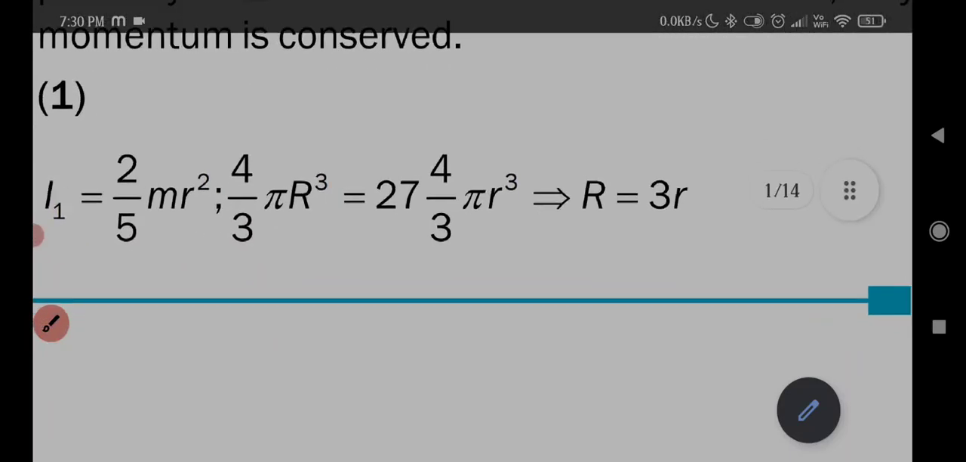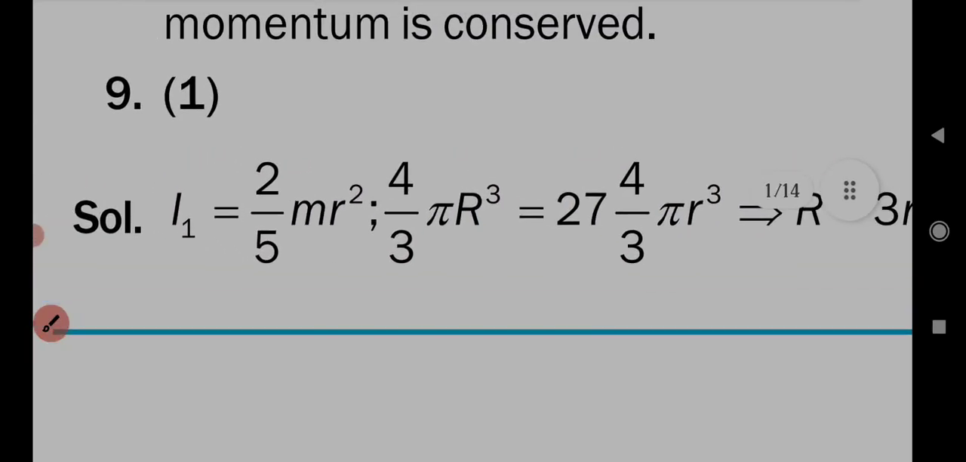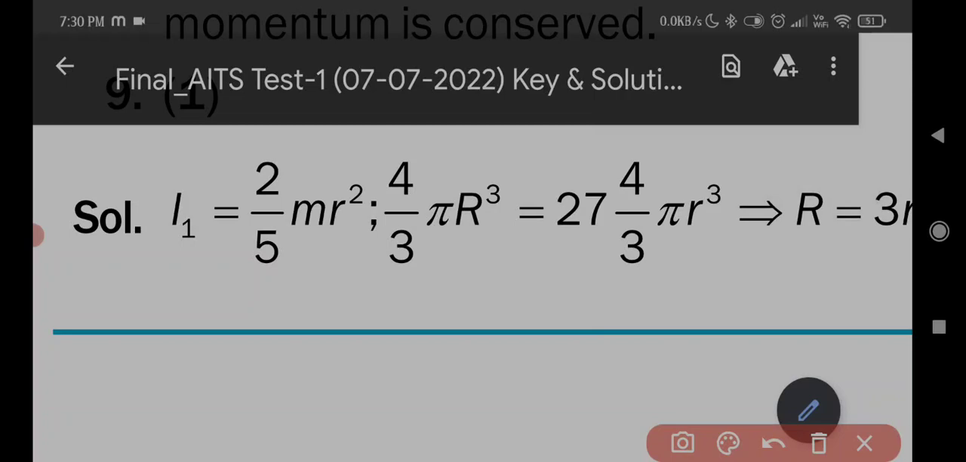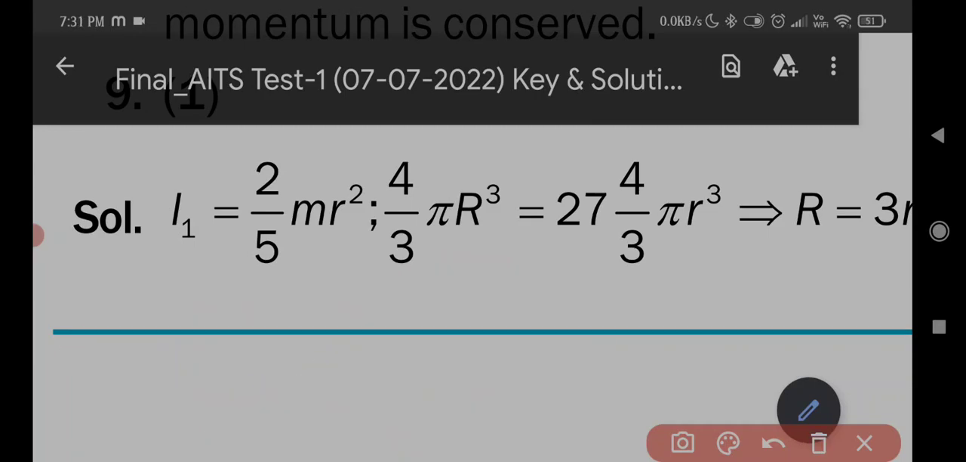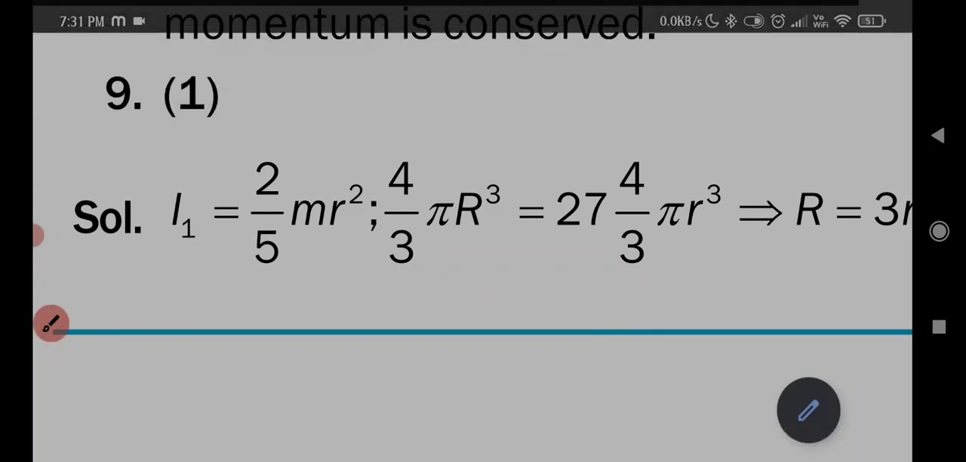Okay, so let's see the next question. The next question is: if 27 small spheres, this is a very interesting question, 27 small spheres each of moment of inertia I about the diametrical axis are combined to form a big sphere, the moment of inertia of the big sphere about its diameter is how much? This is a very interesting question. I really like this question.